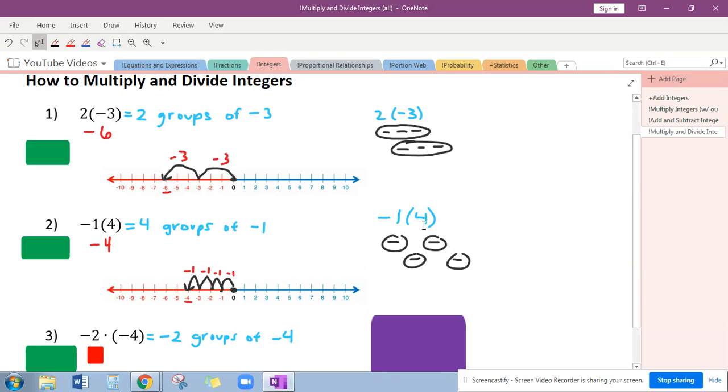Alright, same thing with the units, or with the positives and negatives. I can draw 4 groups of -1, and so in total, I would have 4 negatives again.